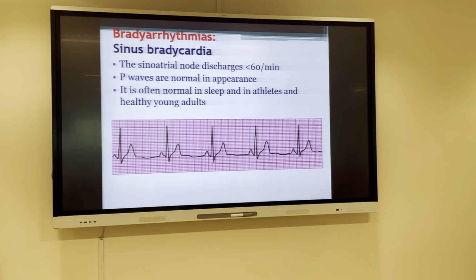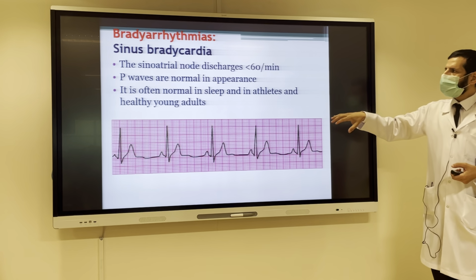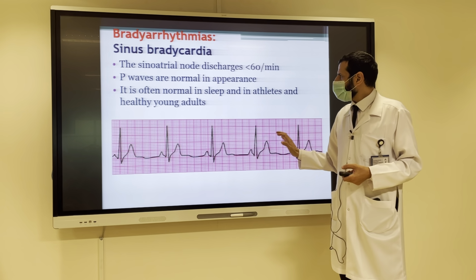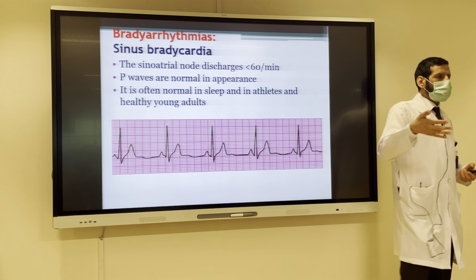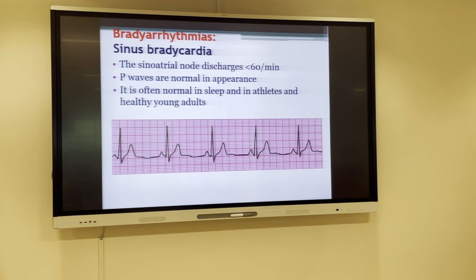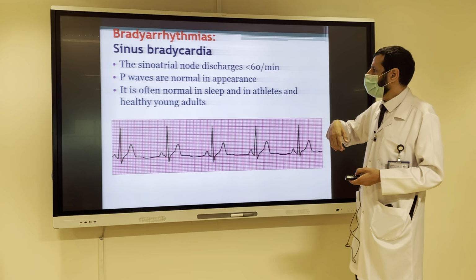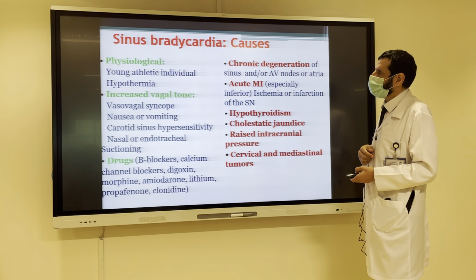Remember, sinus bradycardia by definition is heart rate less than 60 beats per minute. There is a P wave, and it is similar to the sinus P wave. This may happen normally, for example, during sleep. Most people will have bradycardia normally because parasympathetic increases and sympathetic decreases during sleep. It can happen normally in young athletes and in some elderly people.